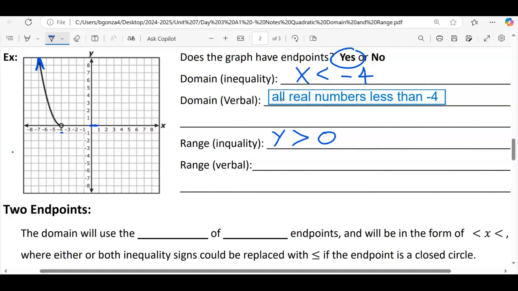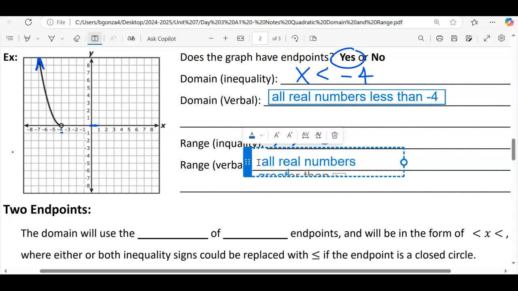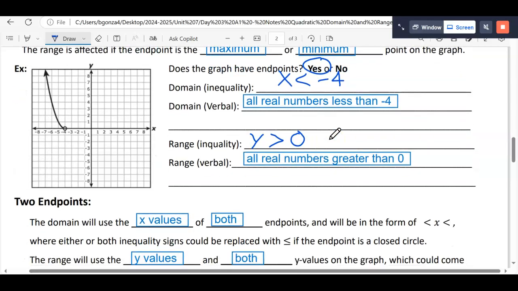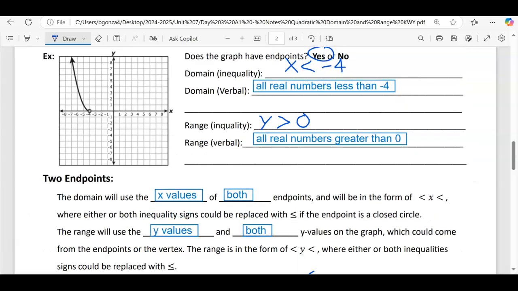And since that endpoint is open circle, I do not underline the inequality. That's it. Okay? So the way I would say it verbally is, again, all real numbers. This time it's going to be greater than. All real numbers greater than 0. Okay, you can go ahead and get the 2 endpoints notes right here.